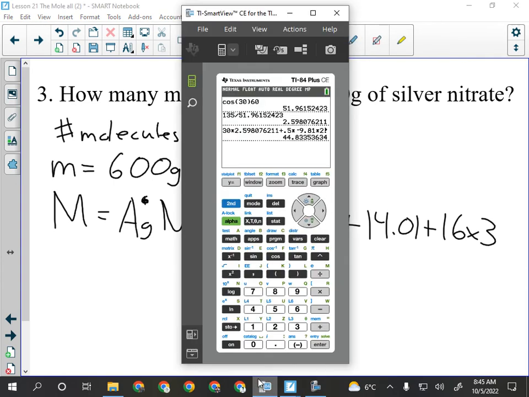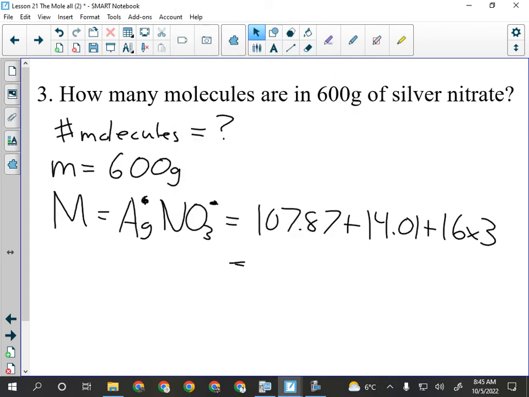So we're going to have 107.87 plus 14.01 plus 48. That's 16 times 3. 169.88 grams per mole.